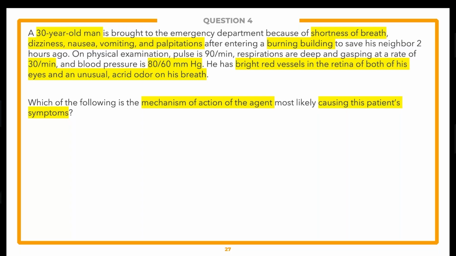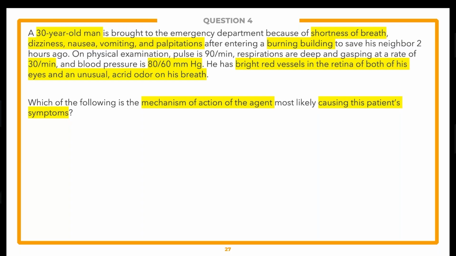We got a 30-year-old man. Shortness of breath, dizziness, nausea, vomiting, palpitations. Okay, could be 100 things, right? Just with that. But he recently entered a burning building to save his neighbor. Okay, that's important for us to know. Pulse is 90, so it's pretty high. Gasping, respiratory rate is 30 per minute. So he's trying to take deep breaths. He's trying really hard to breathe. Blood pressure is 80/60. Okay, it's on the low side. And he's got bright red vessels in the retina of both of his eyes. An unusual, acrid odor on his breath. What does that mean? Acrid odor of the breath.